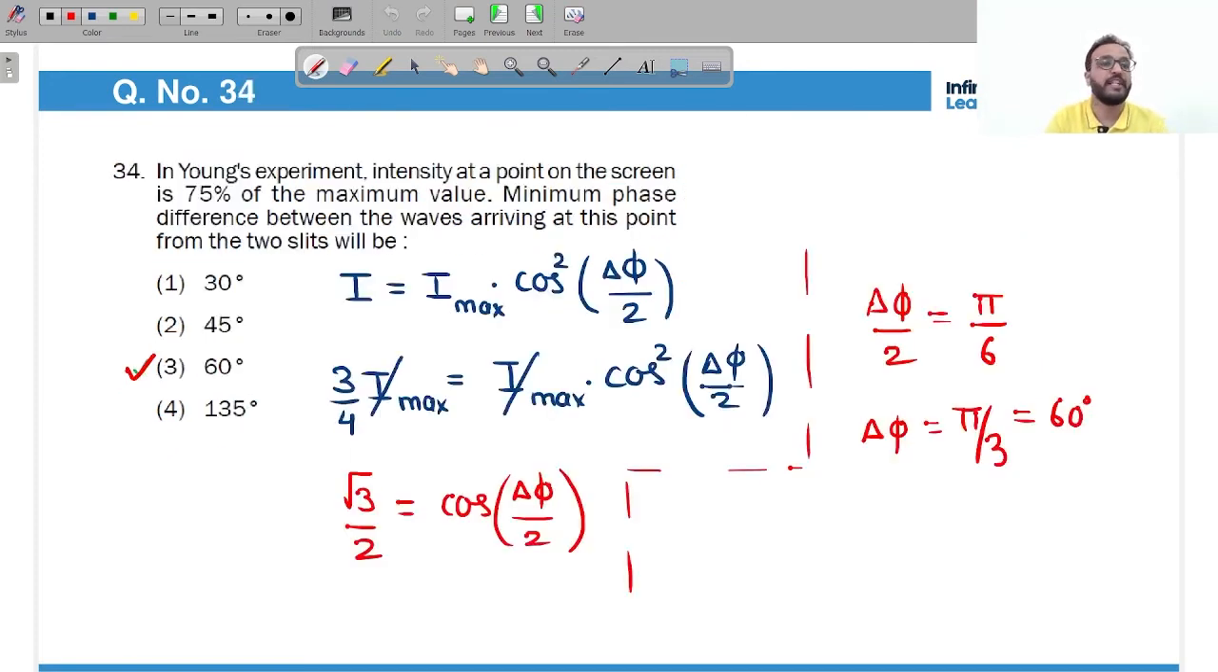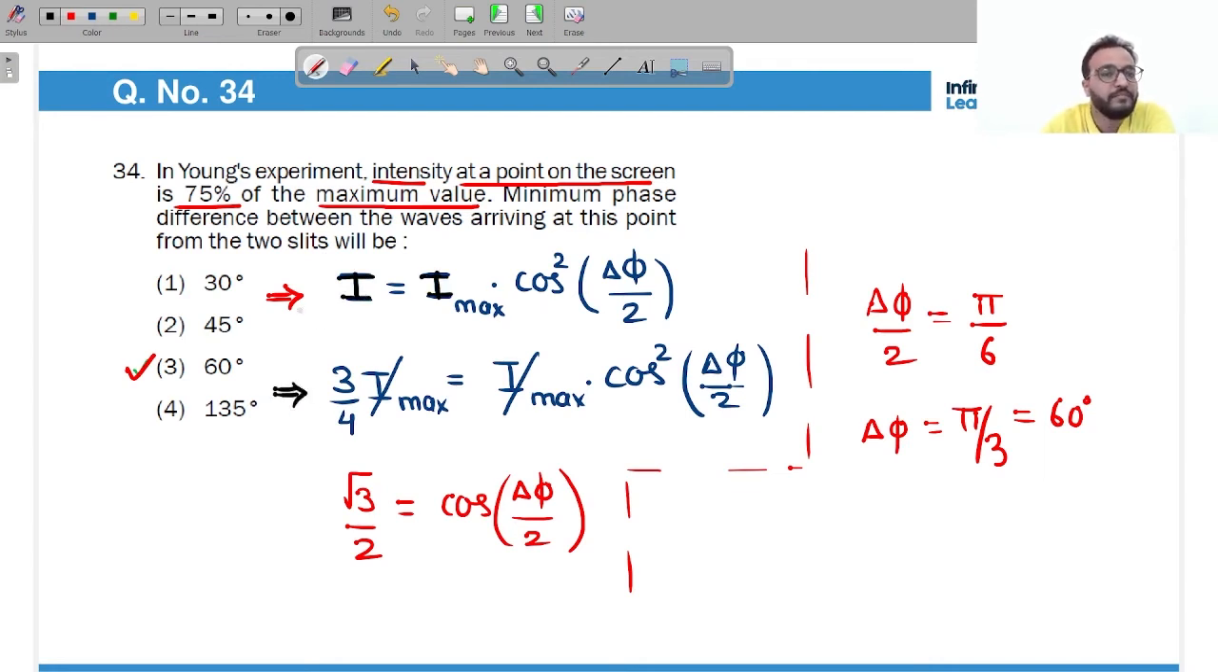Okay, so let's move ahead to question number 34. Again, the same question: Young's double slit experiment. The intensity at a point on the screen is 75% of the maximum value. Use this formula again, that this intensity is 75% of this maximum value.